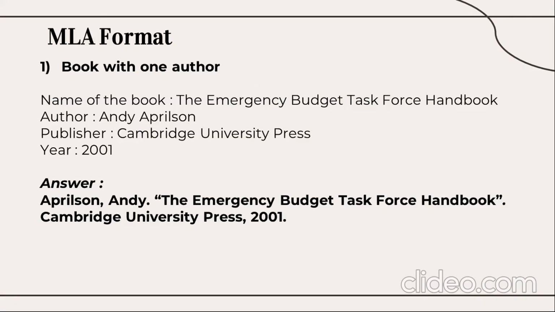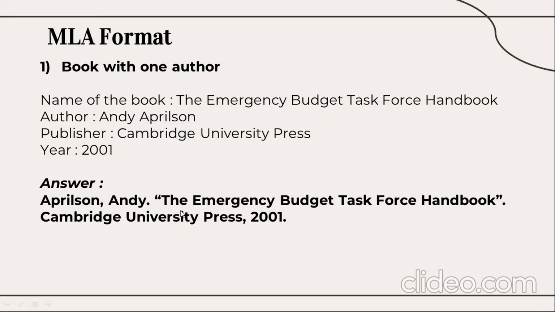Now let's try to understand. When we write the MLA format, if there is one author, so who is the author here? Andy Aprilson. So what does the format say here? In the MLA format, we are supposed to write the last name first. So what is the last name? First name is Andy, second name is Aprilson. So we shall write last name first, Aprilson, comma, first name Andy. So Aprilson, Andy, full stop.